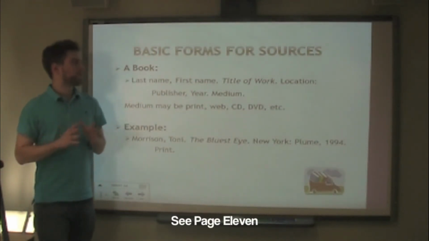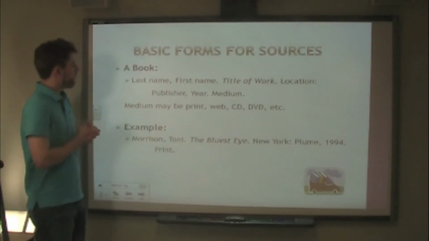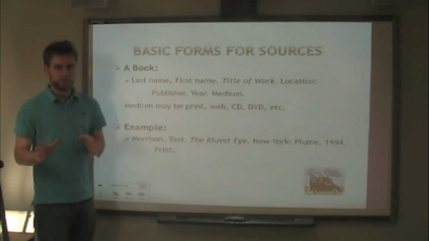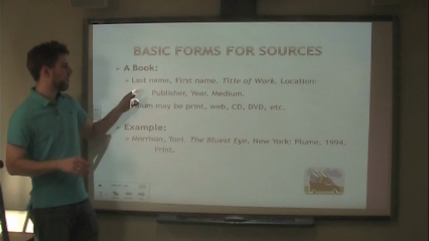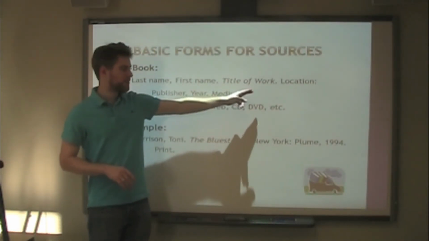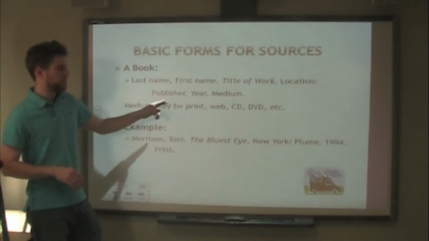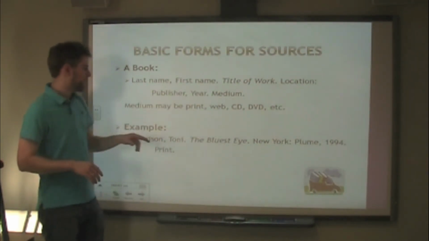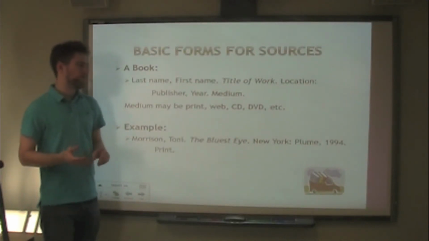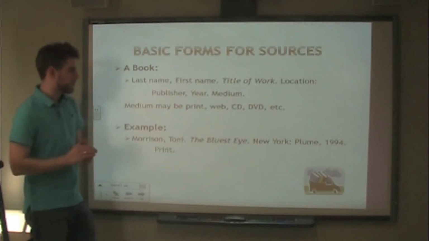So here is some basic information for sources. This is on page 11. So this is a book. This is the one you'll probably use most often. You have the author's last name, then their first name. The title of the work is in italics. You have the location of the publisher, the publisher's name, the year, and the medium. Like I said, the medium can be print, web, CD, DVD, etc. In this case, it's a book, so it's probably print.